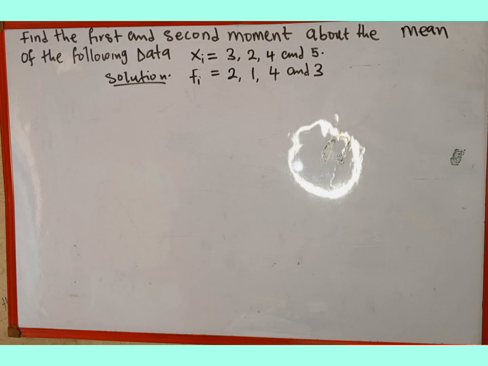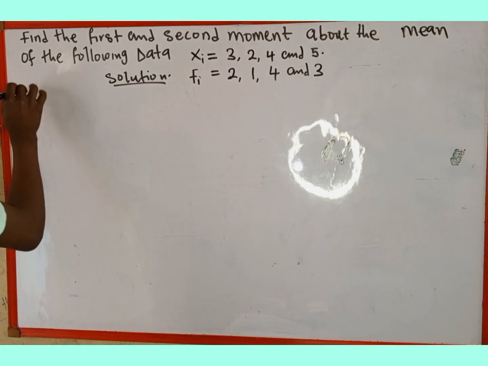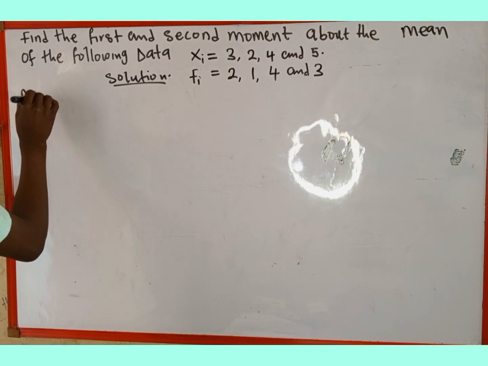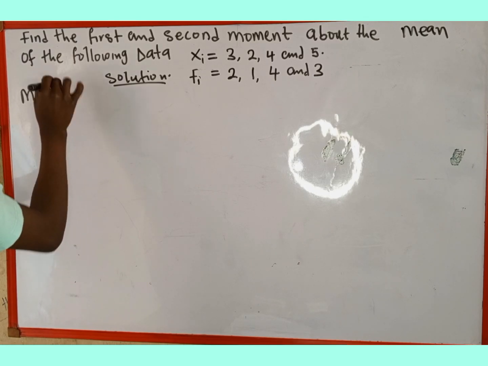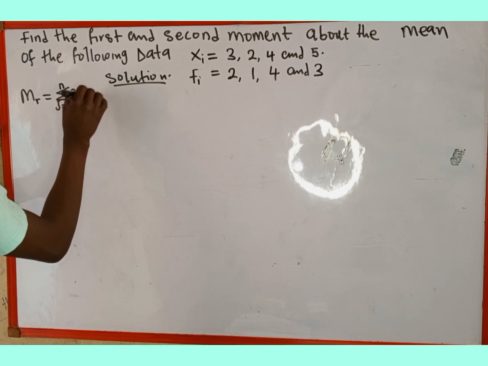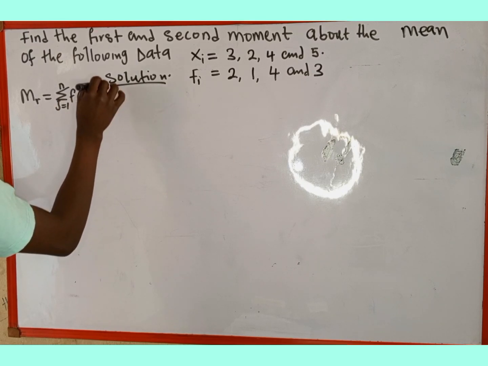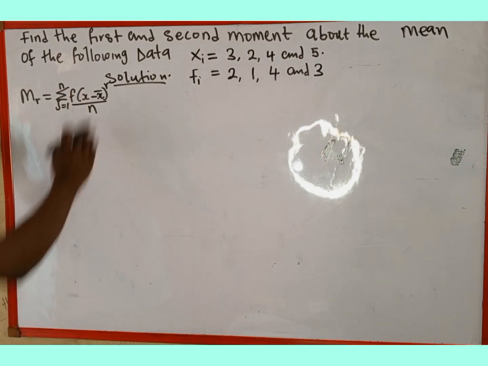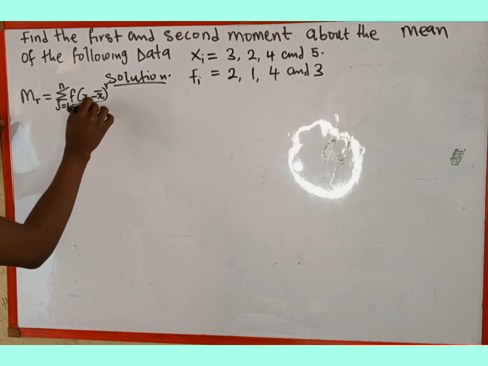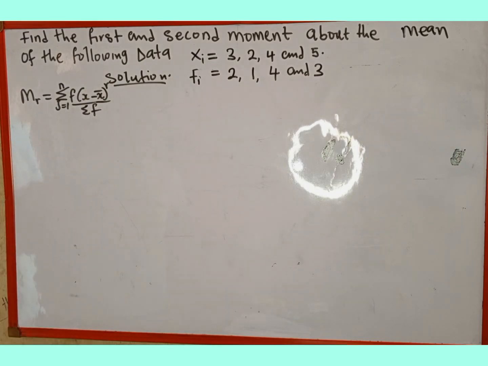So the first thing we need to do is to write the formula used to calculate the moment about the mean of an ungrouped data. The moment is denoted as M subscript R, which is equal to the summation, as i ranges from 1 to n, of f multiplied by (x minus x bar) to the power of R, then everything divided by n, that is, divided by the summation of frequency. So this is the formula to calculate the moment about the mean of an ungrouped data.